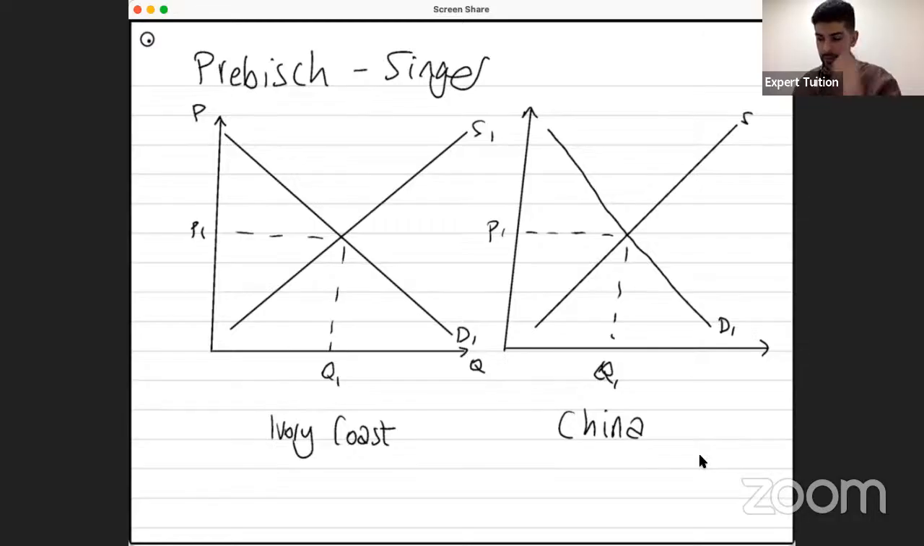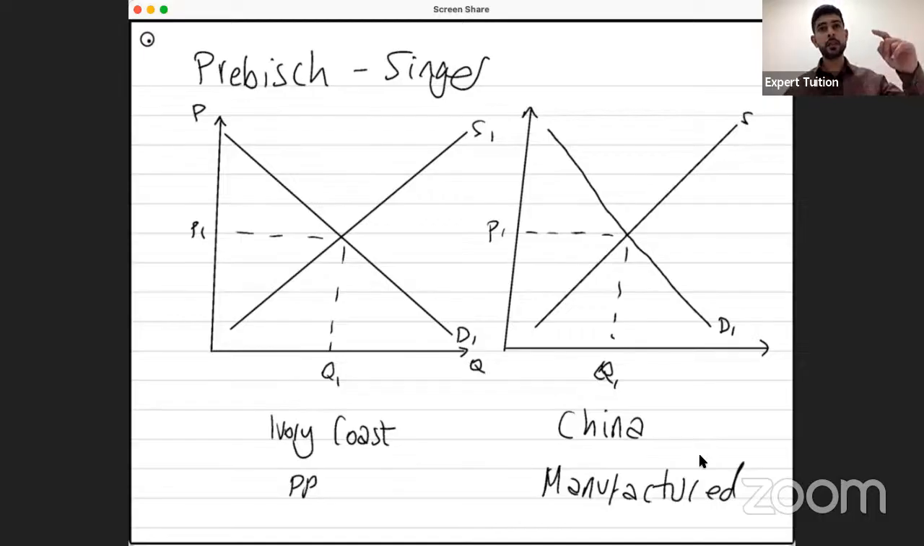Now, if incomes are going up, we assume that both the commodity, so this is the primary product, and this is the manufactured good, they are both normal goods in the sense that as income goes up, the demand for them will go up. But we said the demand for primary products like cocoa is inelastic. In other words, when global incomes go up, there will be more demand for primary products, but only a tiny increase in demand.